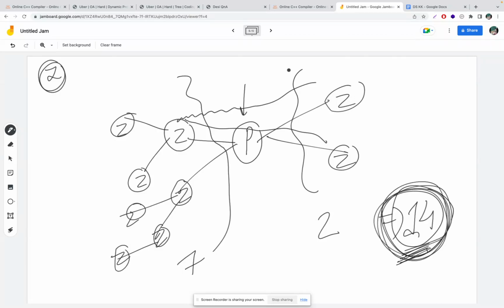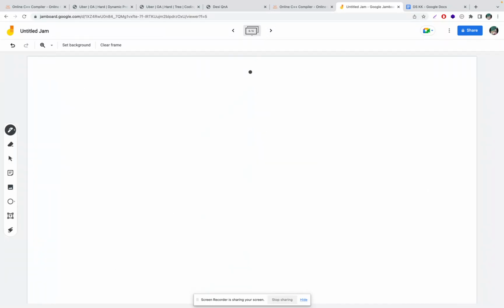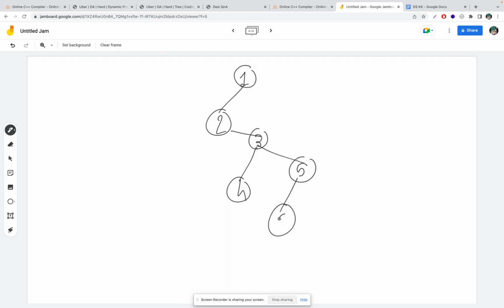Why was I explaining this trick? Let me explain, because I know that some of my viewers will be very very beginners, so I'm explaining this trick in the start only. Say that we have a very nice good tree like this. It can be anything like this.